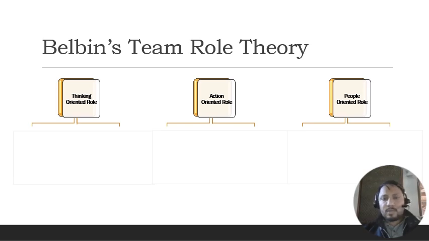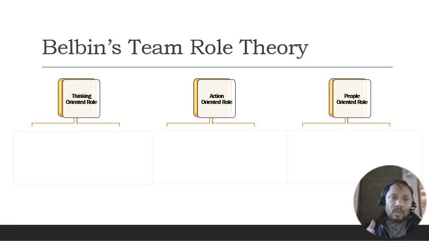As the name suggests, they are social roles. Those are there within a team, and they are the people who like to work with people, and they enjoy working either within the team or outside the team.